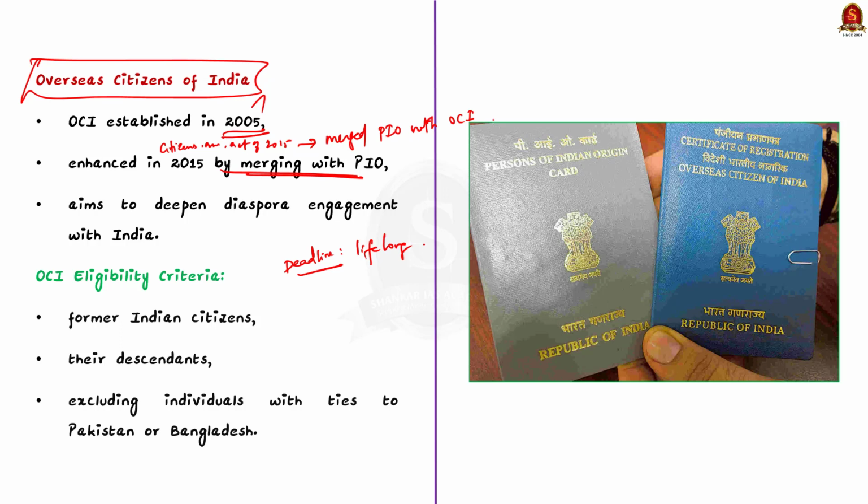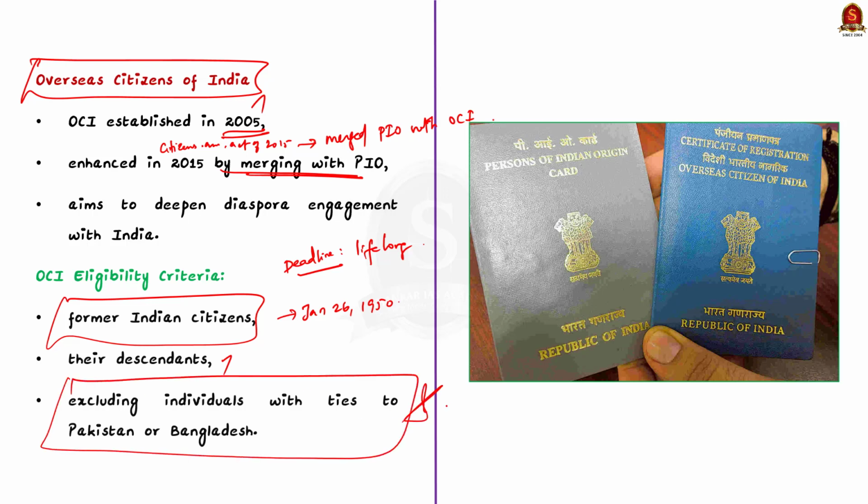It includes individuals who were either Indian citizens or eligible to become Indian citizens on or after January 26, 1950. This also extends to their children and grandchildren. However, a crucial exclusion applies to those with any personal or ancestral citizenship ties to Pakistan or Bangladesh, reflecting the geopolitical sensitivities. Okay, now let us see the benefits of OCI.